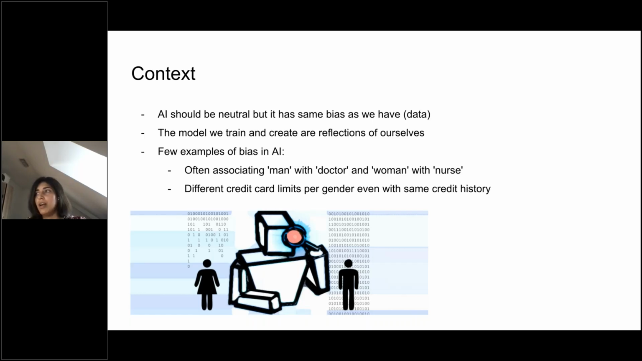Then there are different credit card limits for each gender, even with the same credit history. You'll be surprised to know that in most companies, the recruiting tools they have first filter out the resumes of each one of us. It's not just one specific company; I'm just talking about some random company, but it is a known fact that they use these recruiting tools, and for women and men they also have some kind of bias. So you won't even know why your application got rejected, maybe just because of your gender. This is very frightening.